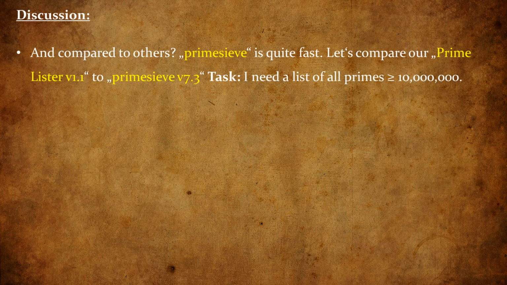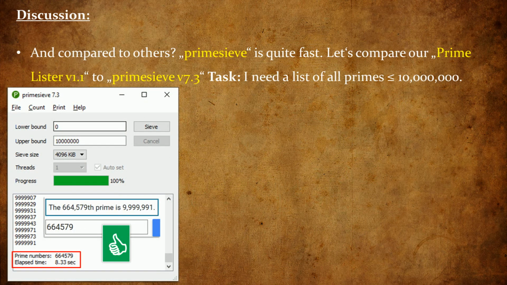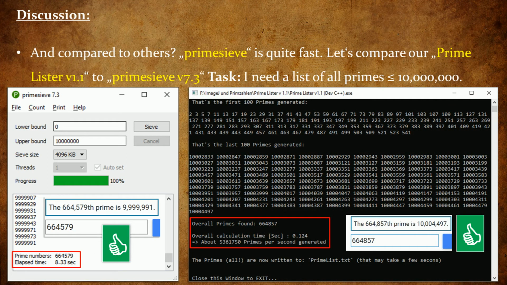And compared to others, PrimeSieve is quite fast. Let's compare our PrimeLister version 1.1 to PrimeSieve 7.3. The task is I need a list of all the primes that are smaller than 10 million. Wow, so we are 67 times faster than PrimeSieve, and we even took the slow Dev C++ compiled one.